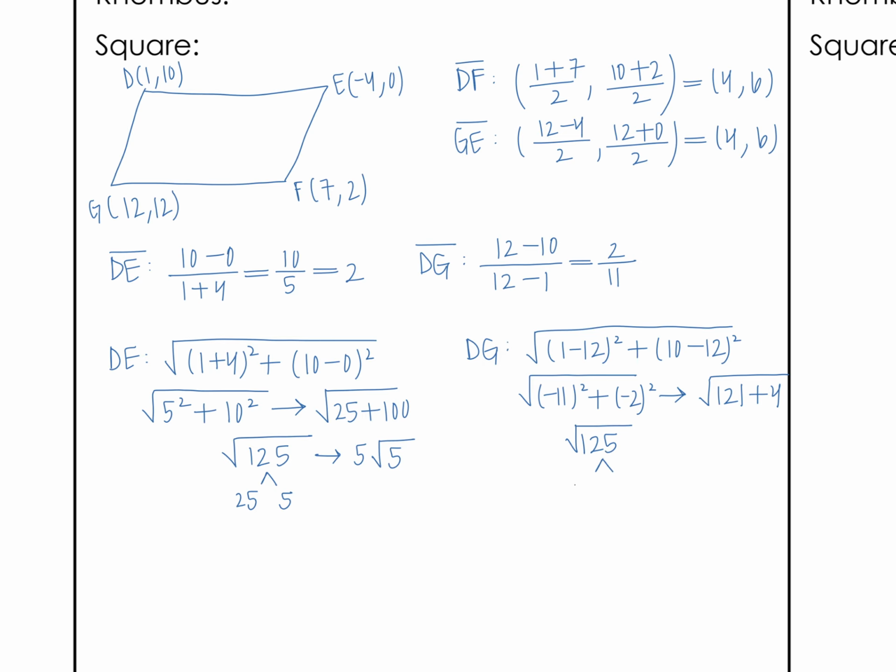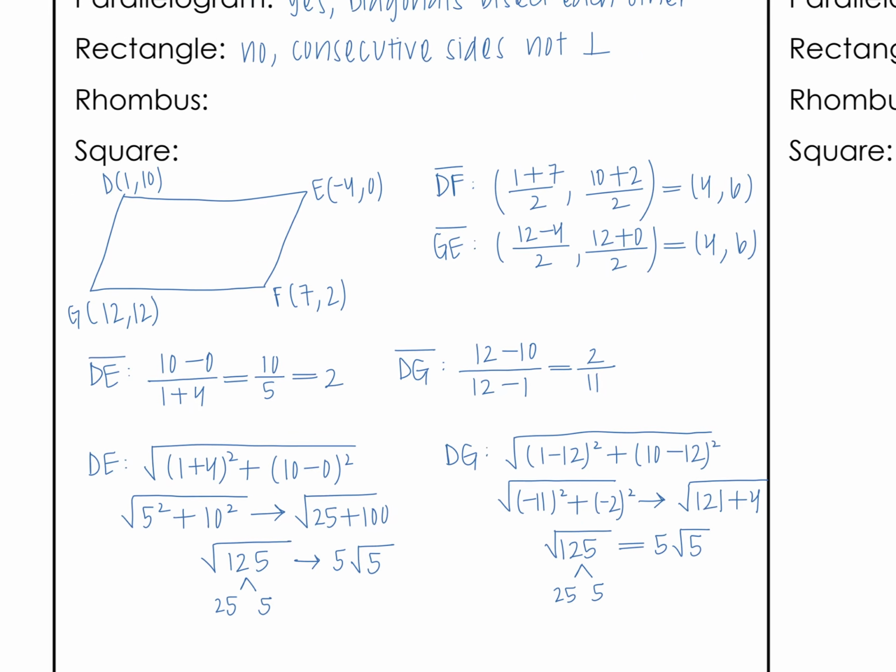So I already know what my factors can be to simplify this. And so therefore, the length of DG is going to be 5 root 5. And so we can say that this is going to be a rhombus. Okay, so my answer is yes. Consecutive sides are congruent.